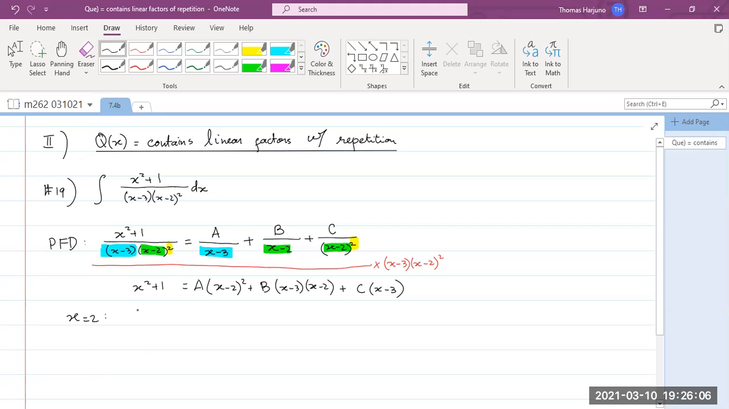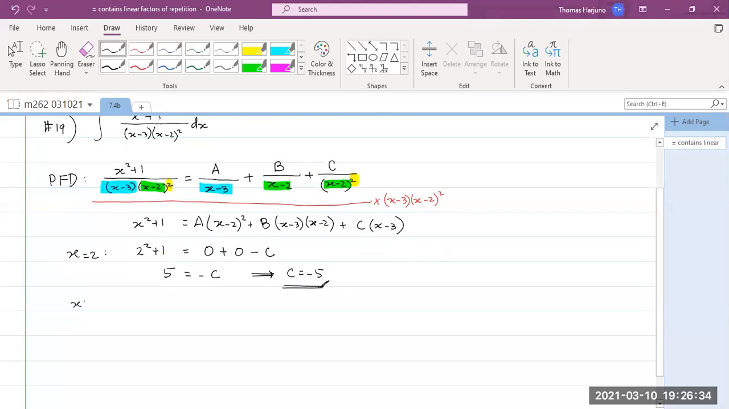Let me plug in numbers. When x equals 2, 2 squared plus 1 equals 0 plus 0 plus negative 1 times C, so 5 equals negative C, so C equals negative 5. We are done with that one. And when x equals 3, 3 squared plus 1 equals A plus 0 plus 0, so A equals 10.